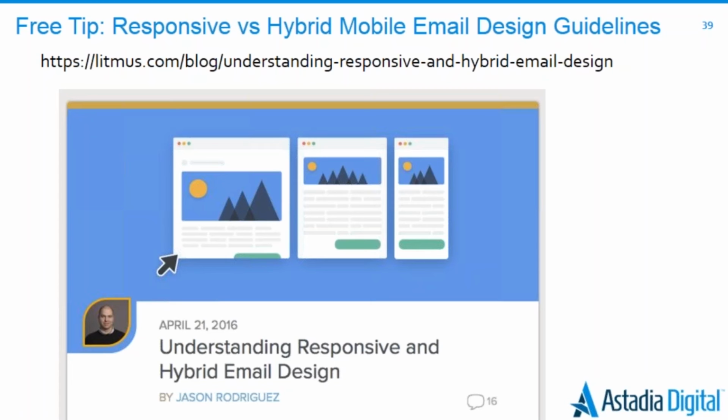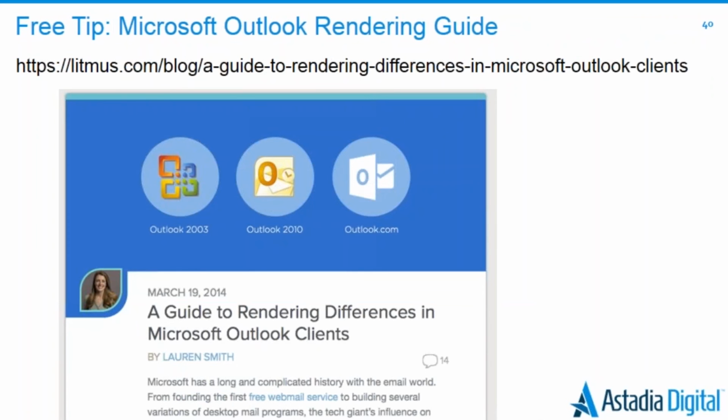Okay, thanks. Yep. And so again, here's another free tip when we talk about responsive versus hybrid mobile email design guidelines. Litmus is always a good source. There's a blog here for understanding responsive and hybrid email design, which will help you understand a little more about the pros and cons around responsive design. And another free tip, again from Litmus, is the Microsoft Outlook rendering guide. Every email client has different guidelines, so be sure to do your research and understand what they are.